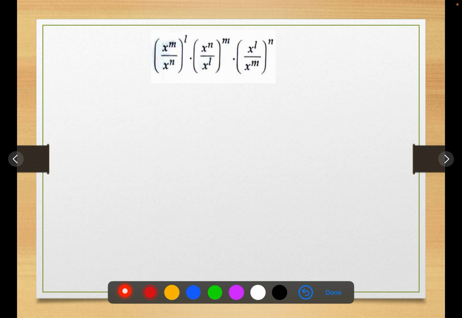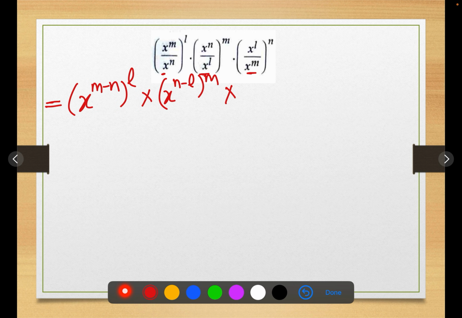Next question. This question is all in variable. It seems difficult, but we'll go step by step to make it easy. Now, here, the base is same, the base is same, the base is same. So can I write x to the power m minus n, since it is in division, with the power L, multiply x to the power n minus L with the power m, multiply x to the power L minus m to the power n. Now multiply both the powers.